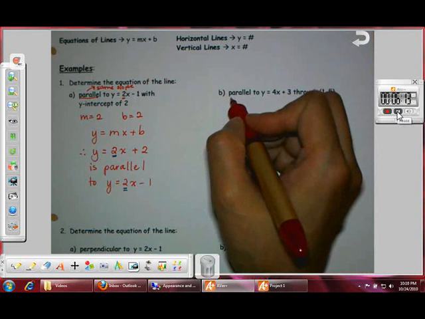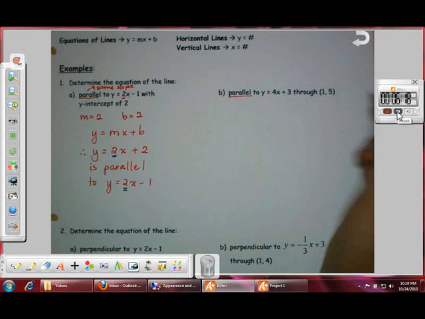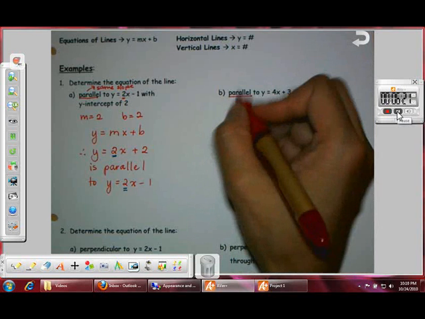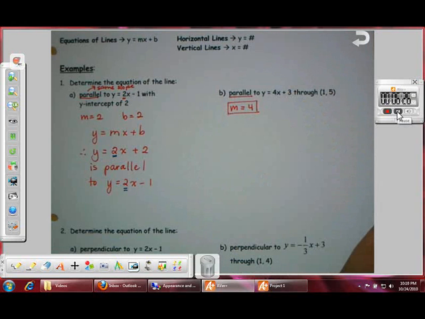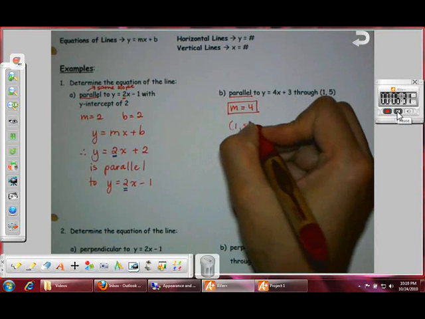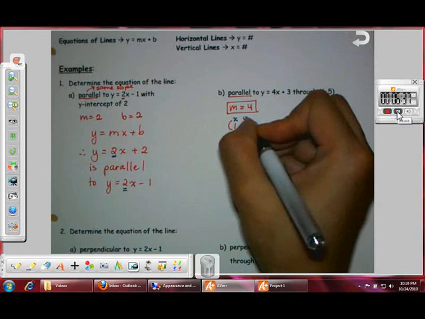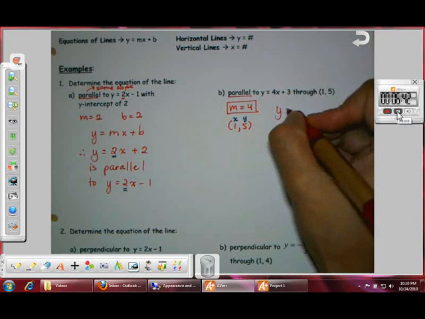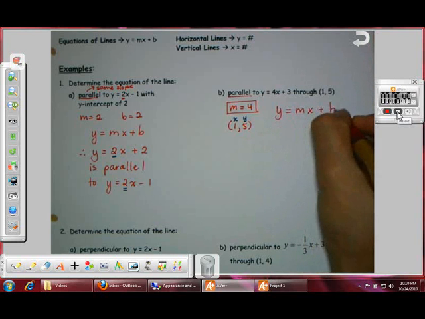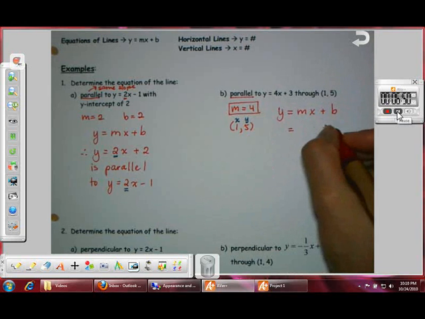Find the equation of the line that's parallel to y equals 4x plus 3 through (1, 5). Well, it's parallel, so it has the same slope, m equals 4. We need b to answer the question. We're not given b, we're given the point (1, 5), but never fear, (1, 5) will help us get b. (1, 5) translates to the coordinate x, y. We've got our general equation of a line, y equals mx plus b. We've got y, x, and m, so we can solve for b.